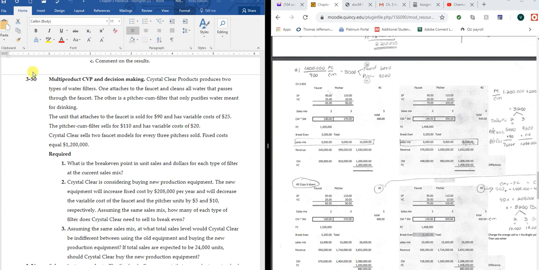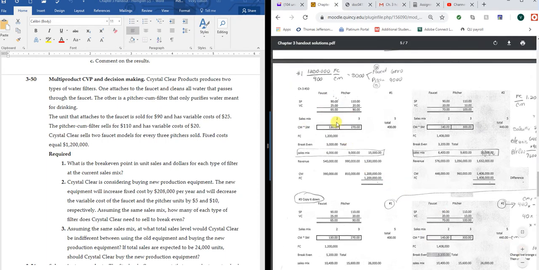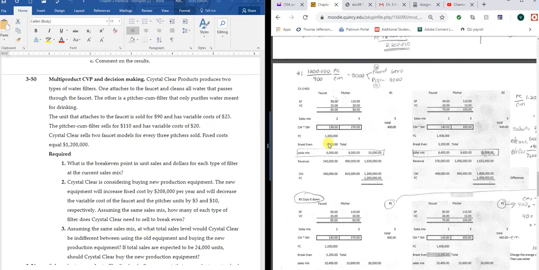Okay, and then the last one is number 50. And if you notice, let me see if I can make this larger. Okay, if you notice, I simply typed it in and then I copied it over several times so I could use the same formula but still see the answers for number 1 and 2. So that's all I did, was type 1 in and then copy it over and change it as needed.